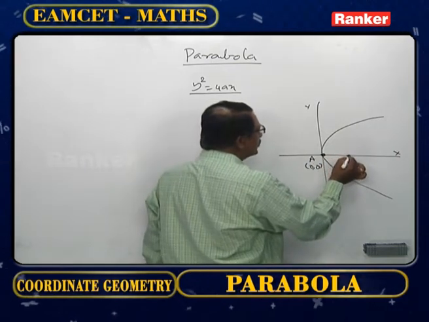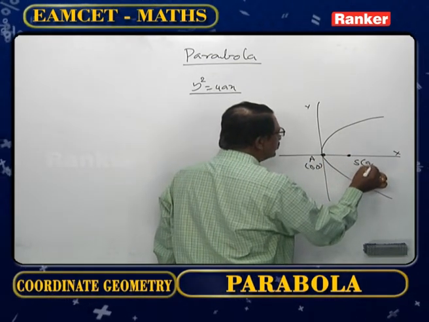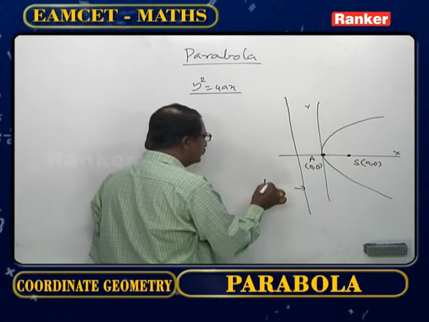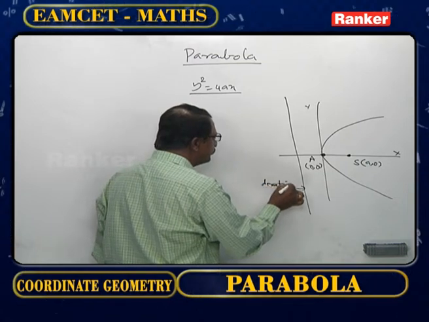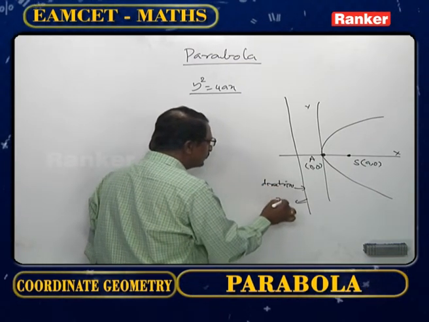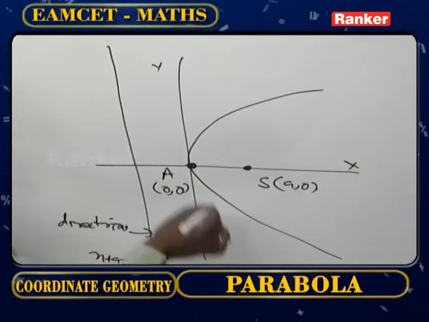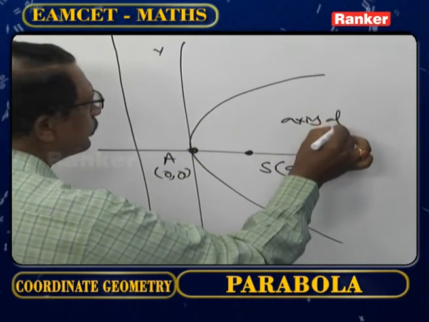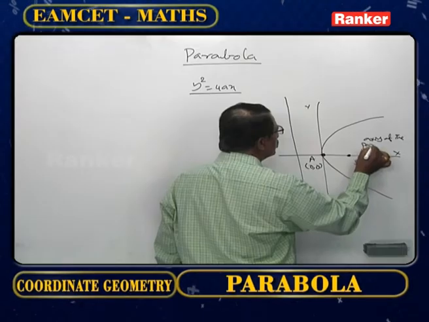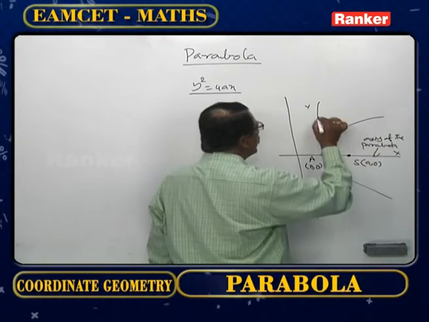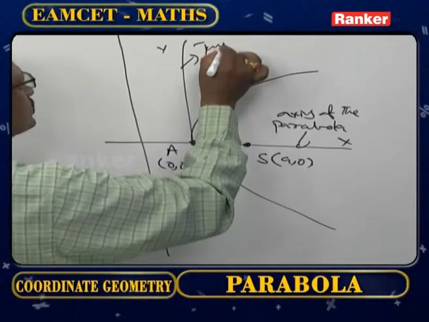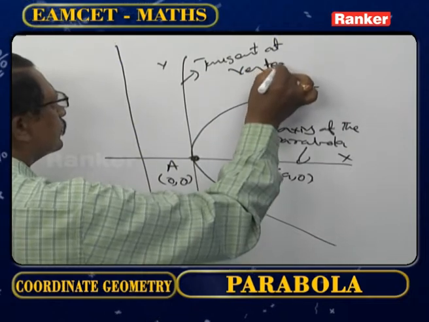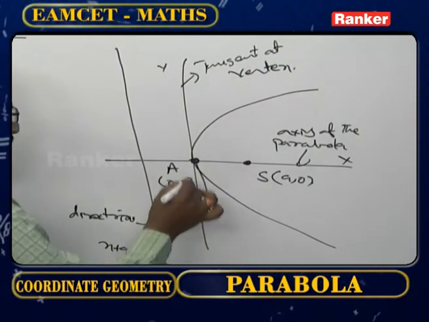The focus of the parabola is (a, 0). The directrix of the parabola has the equation x plus a equals 0. Next, the x axis is the axis of the parabola, and the y axis is the tangent at the vertex, which is the origin.